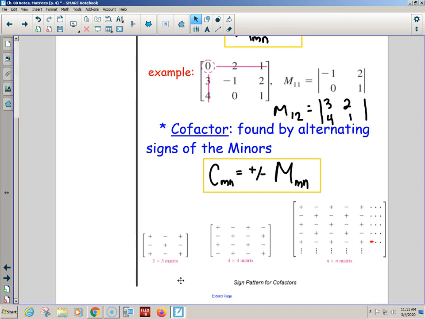So, if I was to try to collect all of the minors, ready? All the minors from the fourth row. What would I make all of their signs?